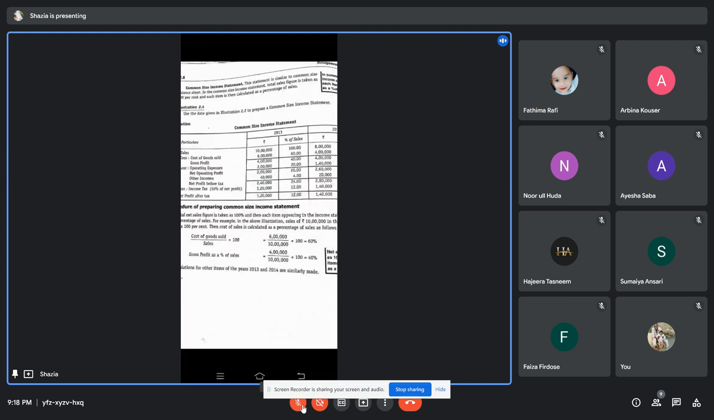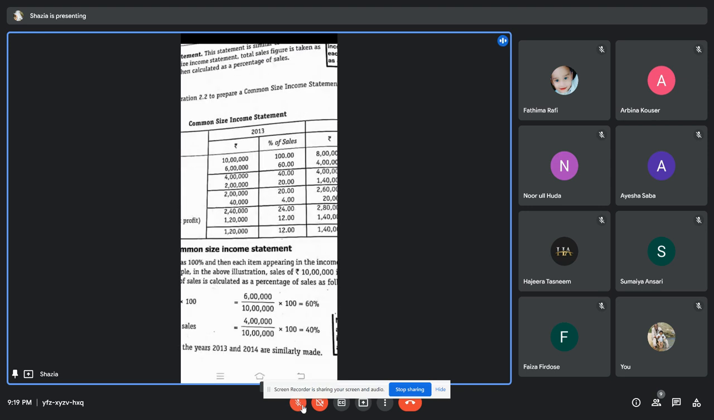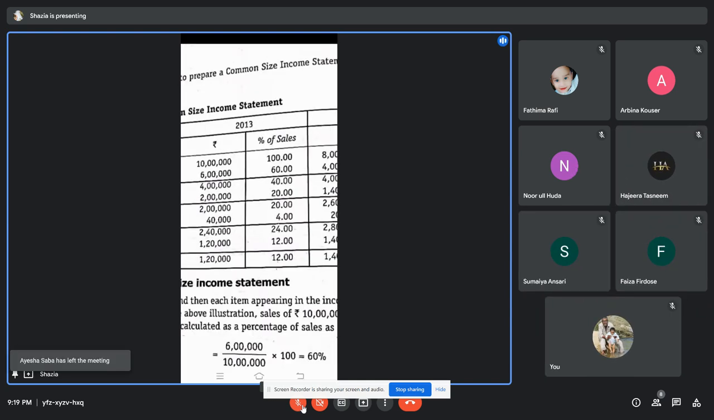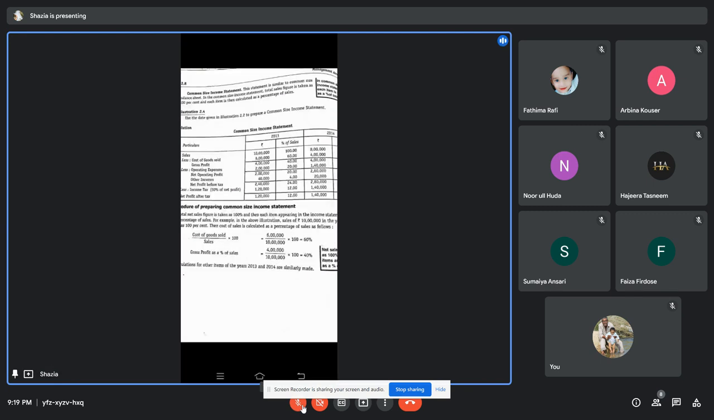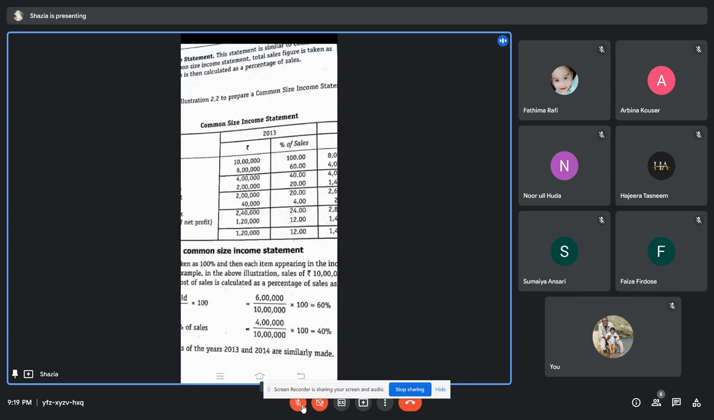See, the total net sales figure is taken as 100%. That means this one. So we have to assume this. Anyway, they have given us 10 lakhs, but the initial percentage, the answer itself, we are going to take as 100%. We're going to put it as 100. And then each of these items appearing in the income statement is taken as a percentage of sales. So this 100% will be the common base for the rest of the items here.